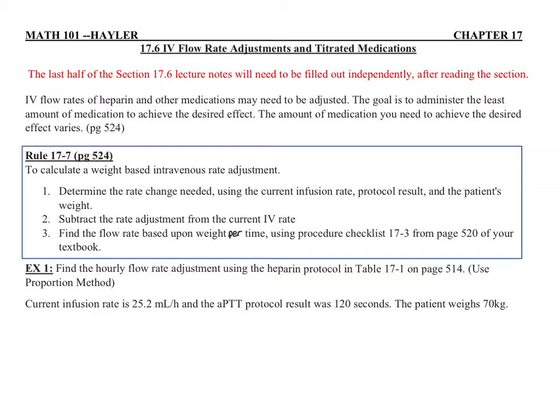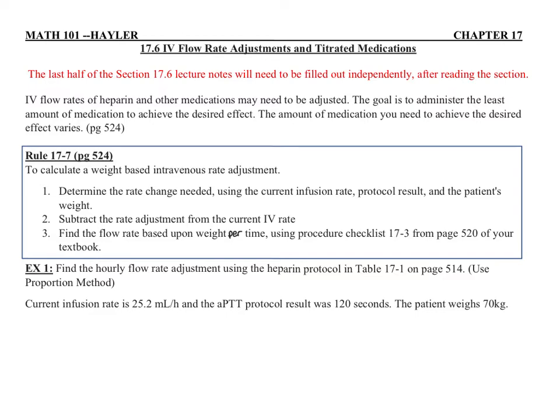So for the first rule, to calculate a weight based intravenous rate adjustment: 1. Determine the rate change needed using the current infusion rate, protocol result, and the patient's weight. 2. Subtract the rate adjustment from the current IV rate. And lastly, find the flow rate based upon weight per time using the procedure checklist 17.3 from page 520 of your textbook.